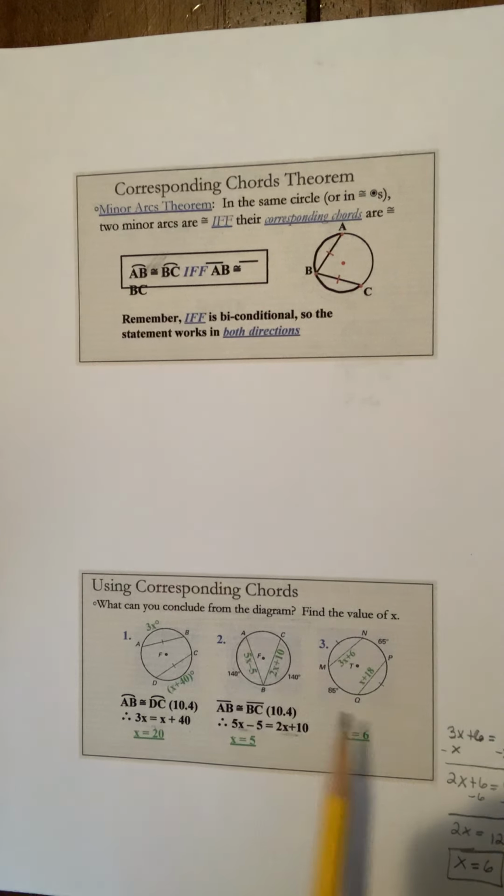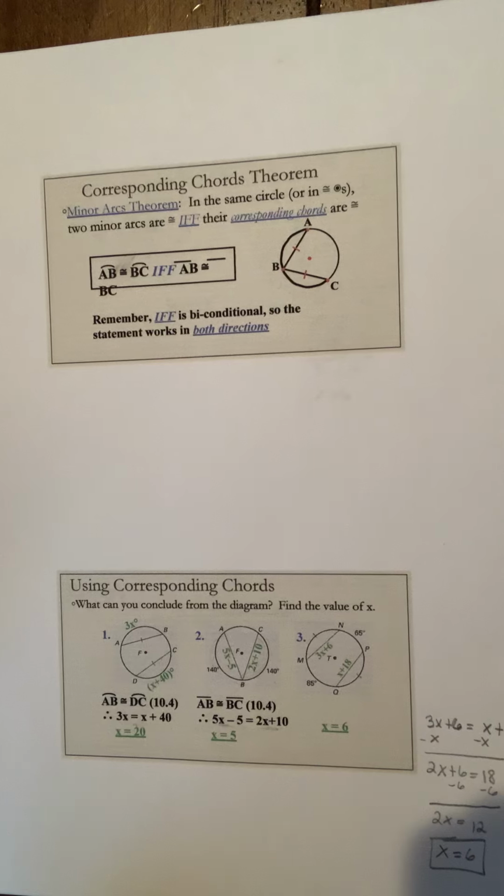Same with 3. Now, I don't see numbers here for these arcs, but I see the tick marks. So by looking at this, I know that arc MN is congruent to arc PQ. Because the arcs are congruent, the chords are. And then this is me working it, if you can see it. Let me see.